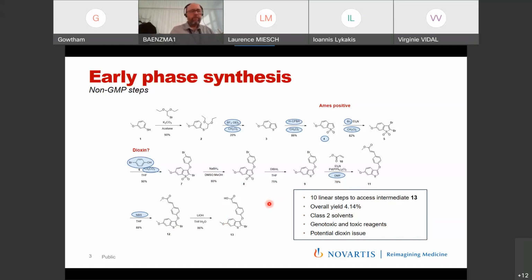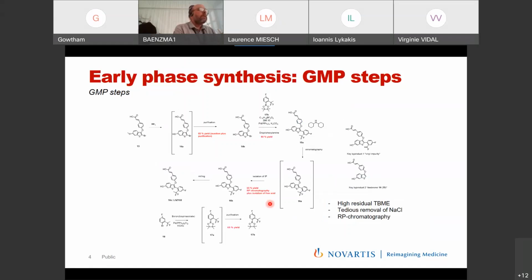And in the next step, you see the upcoming steps that were run under GMP. Then afterwards, the first step was the debromination with PBr3. This had to be purified by column chromatography. And then there came a Suzuki coupling, palladium catalyzed Suzuki coupling.